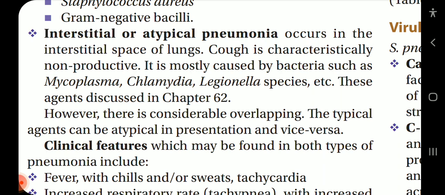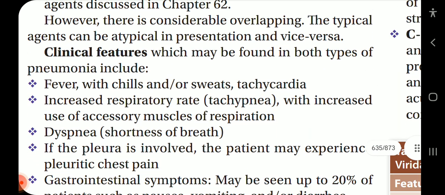Interstitial or atypical pneumonia occurs in the interstitial space of lungs. Cough is characteristically non-productive. It is mostly caused by bacteria such as Mycoplasma, Chlamydia, Legionella species, etc. However, there is considerable overlapping. The typical agents can be atypical in presentation and vice versa can also be true.